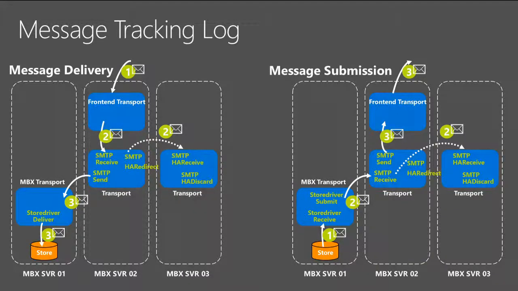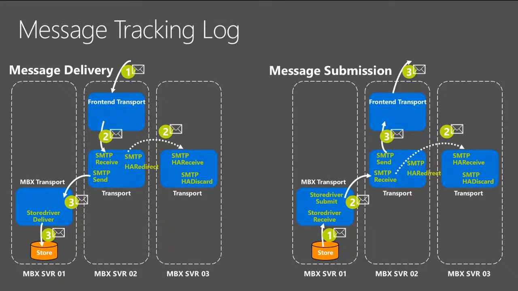You'll also see an SMTP send event on the transport box because it's now sending that mail via mailbox transport to the store. And the authoritative way to know that the mail was actually received by the store is to see a store driver deliver event. Also, you'll see an HA discard event on the other box, on the shadow box, once it has discarded the shadow copy.